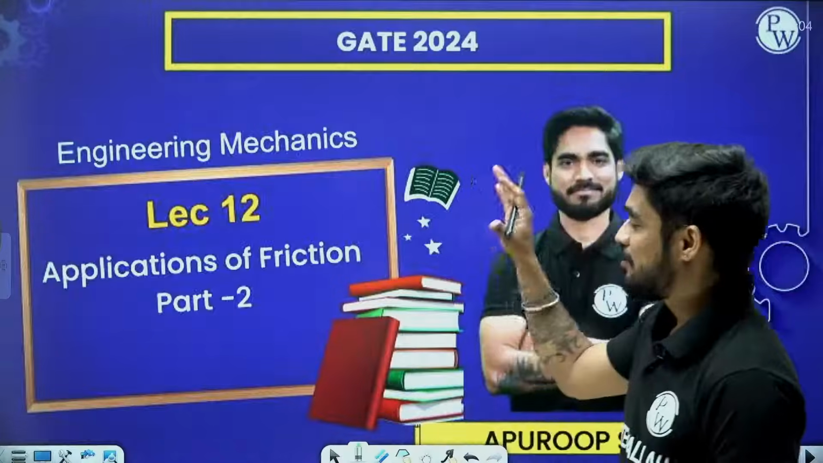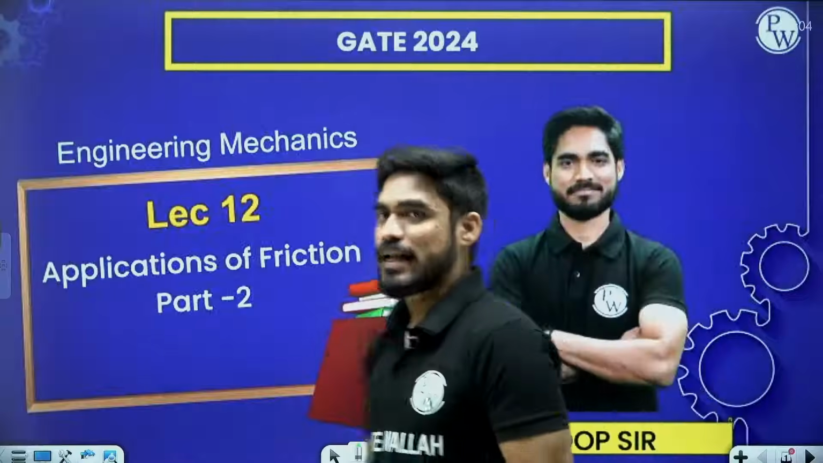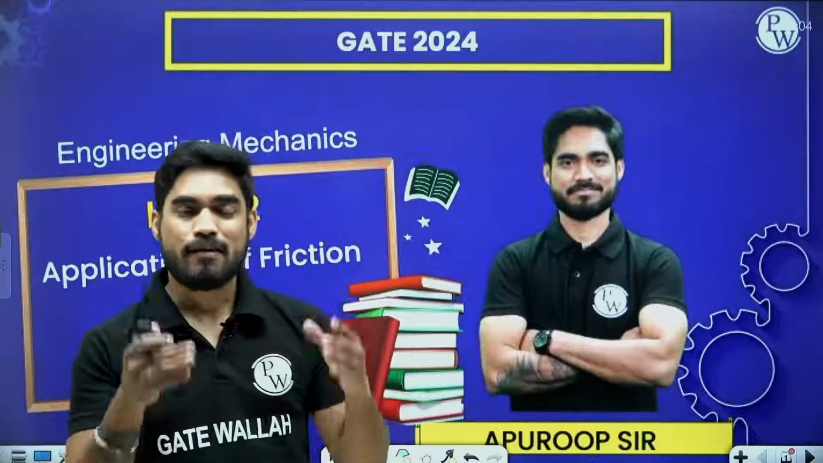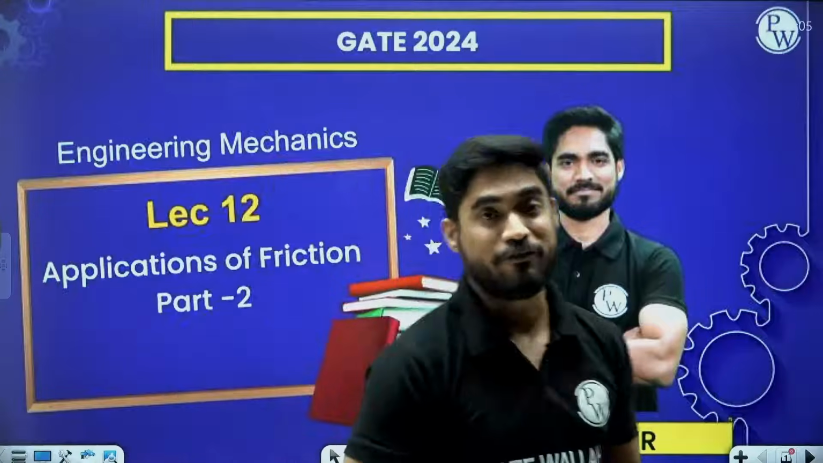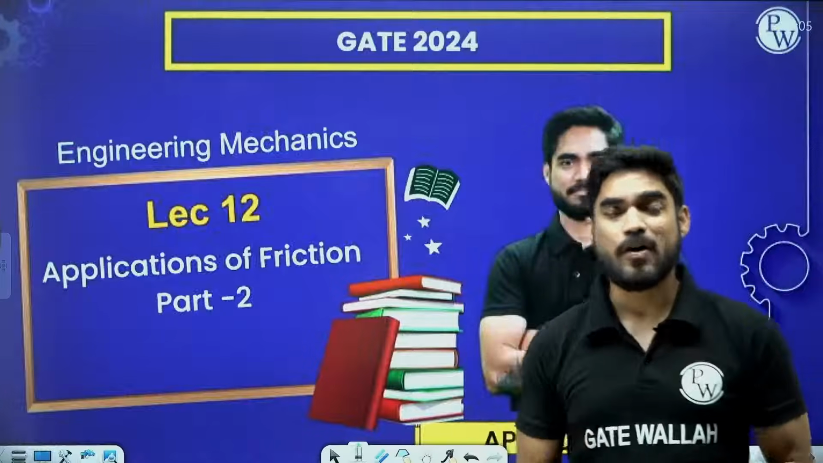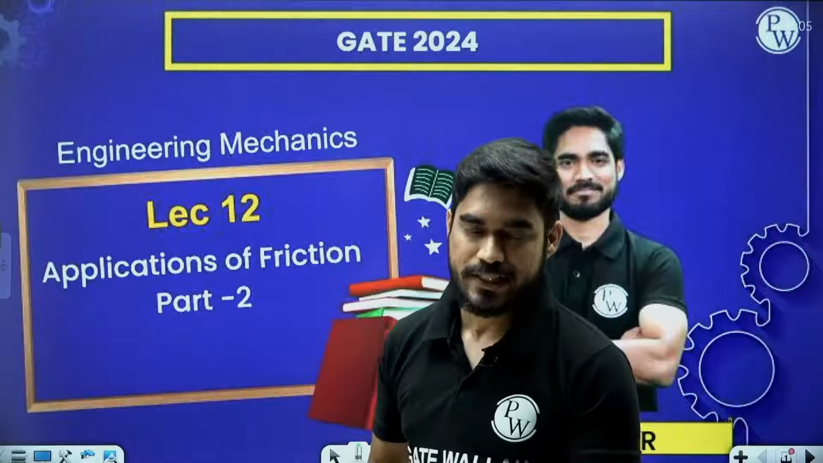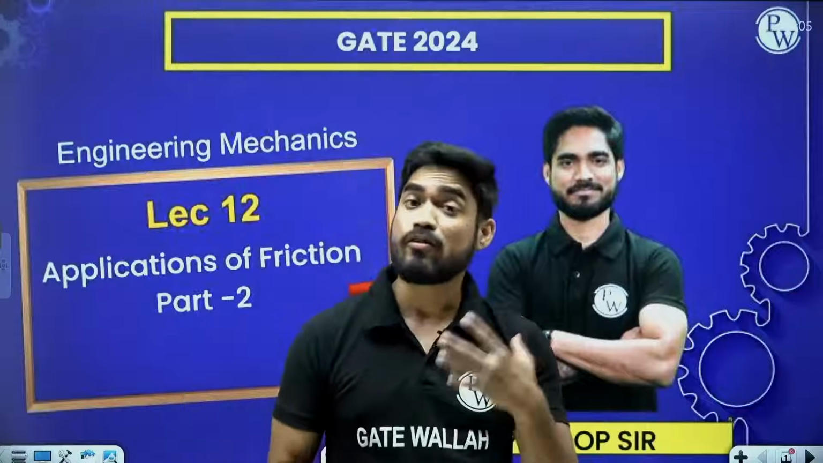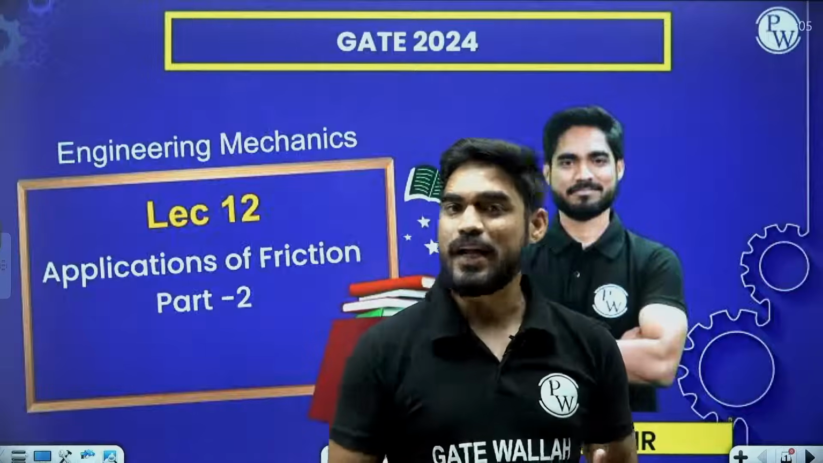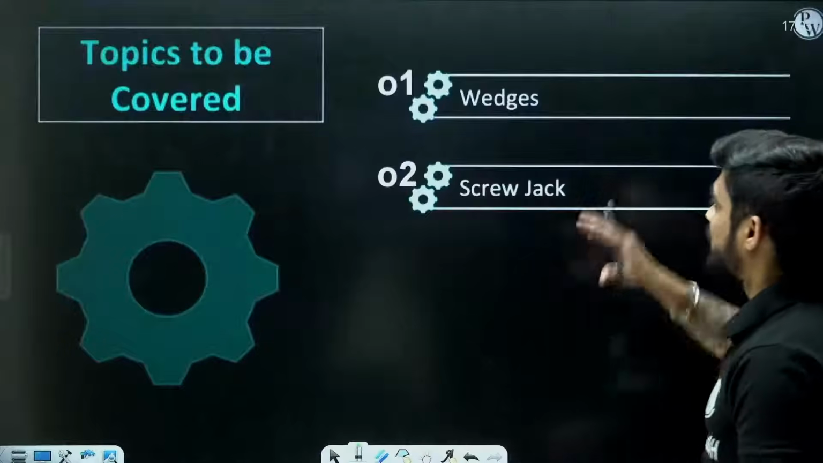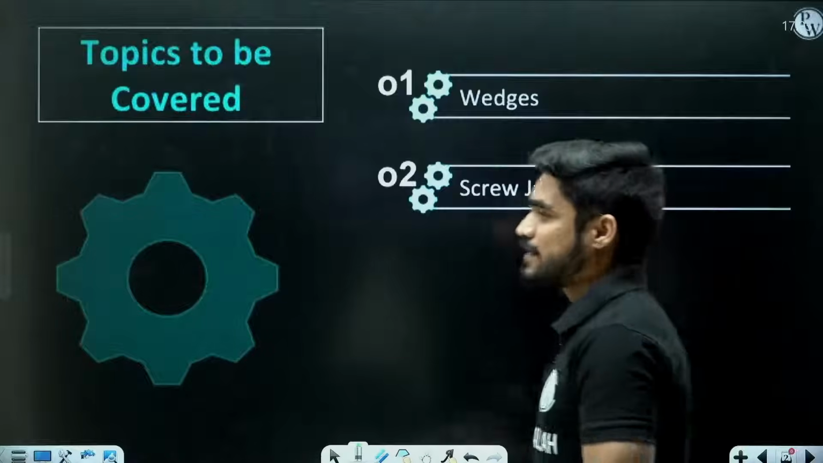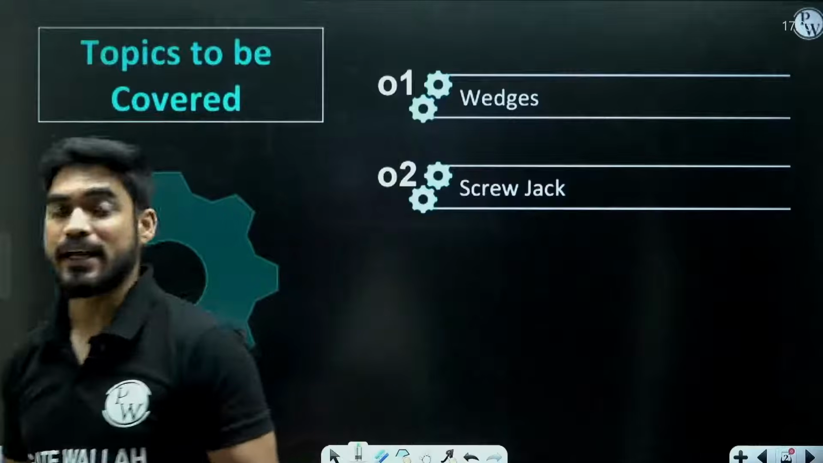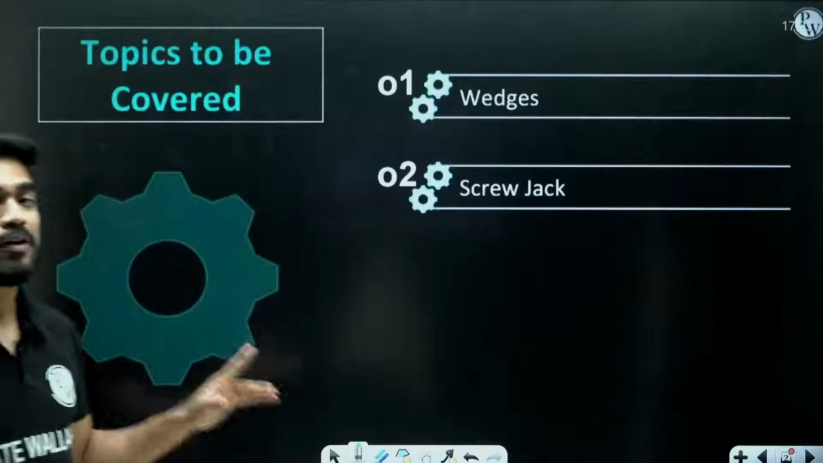This is lecture number 12 and in this lecture we are going to see some more applications of friction. Yesterday we saw the application of friction in belts and we saw the concept of rolling resistance. Now today we are going to cover the application of friction in wedges and screw jack, and let me tell you, these are very important topics.